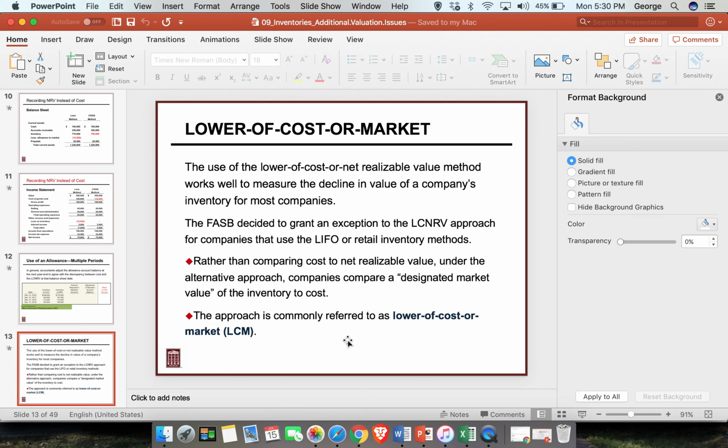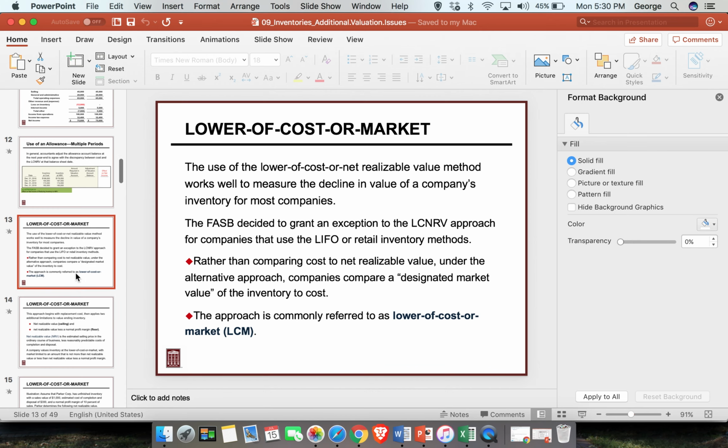A lot of companies use LIFO. I think the most popular inventory method, number one, is LIFO. All right.